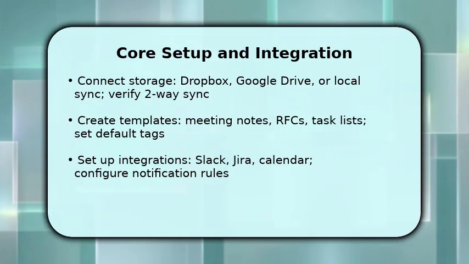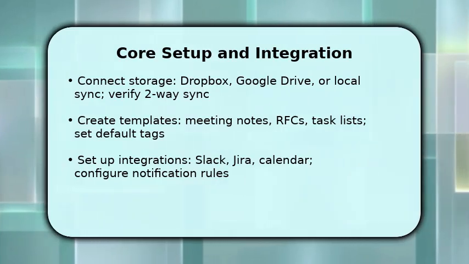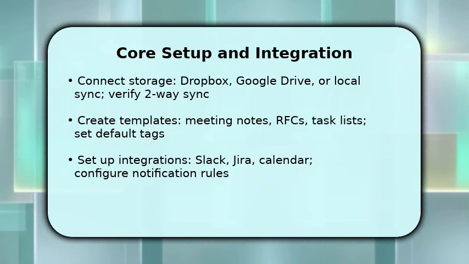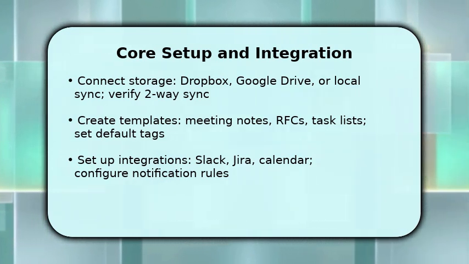Then wire up Slack, Jira, and your calendar and configure notification rules to avoid noise. Doing this now prevents fractured info and keeps edits and issues linked automatically.